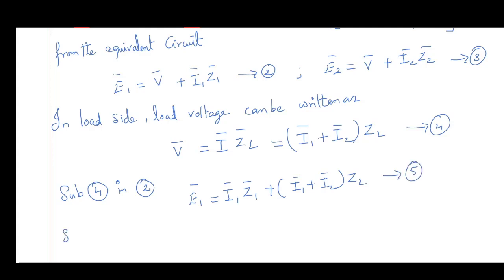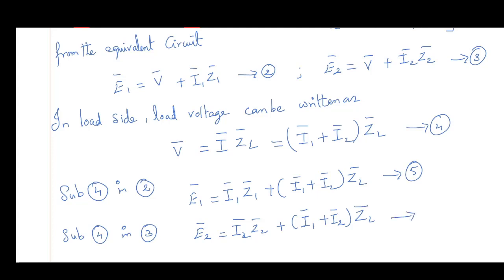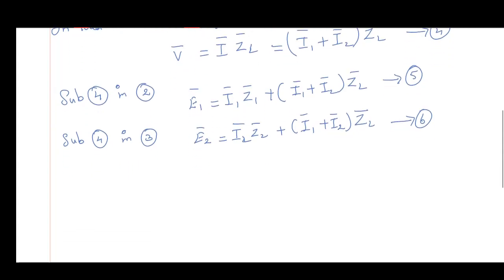Similarly, substitute equation 4 in equation 3. You will get E2 vector is equal to I2 vector Z2 vector plus I1 vector plus I2 vector into ZL, all vector quantities. So equation 6. Now subtract equations 5 and 6.